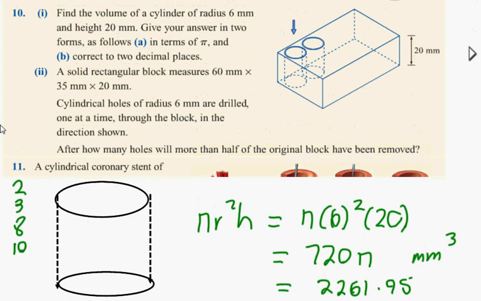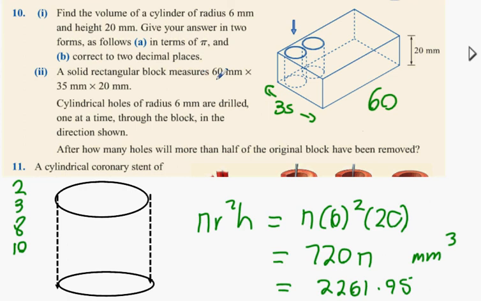Now, what's the next thing he wants me to do? They have a box to contain the cans in, and it measures 60 by 35 by 20. Cylindrical holes of radius 6 millimeters are drilled one at a time through the block in the direction shown. After how many holes will more than half the original block have been removed?